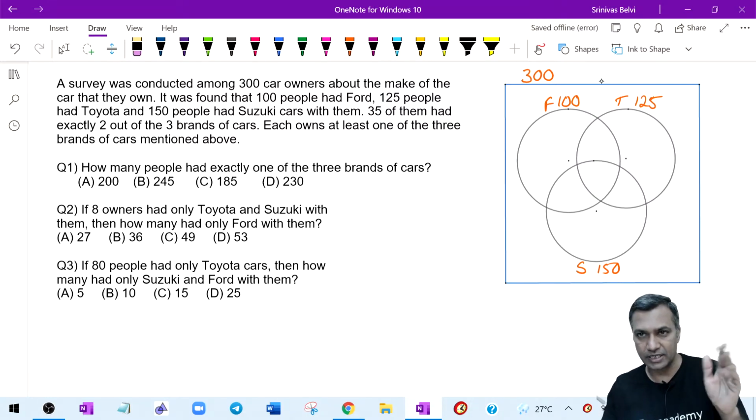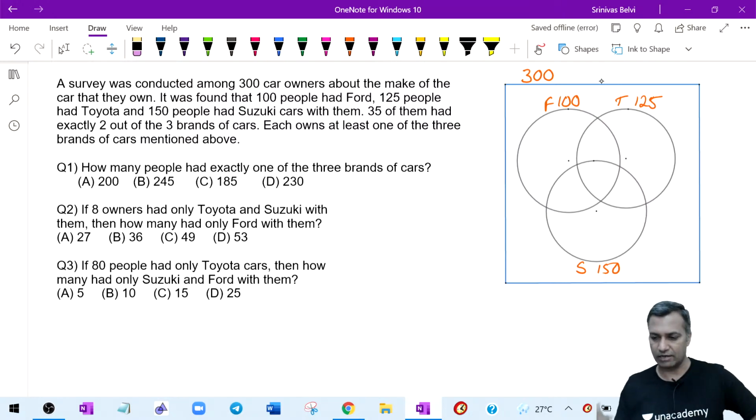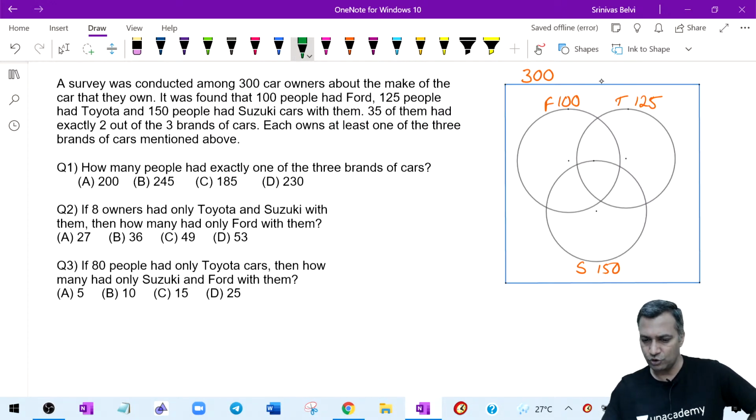Let's take a look at this. All of you listen carefully. Now see, what is it that we know? The support numbers: 100, 125, and 150. If you are doing it for the first time like this, listen. If I add these three support numbers, what do I get? Every region of 1 gets accounted one time. Every region of 2 gets accounted 2 times.